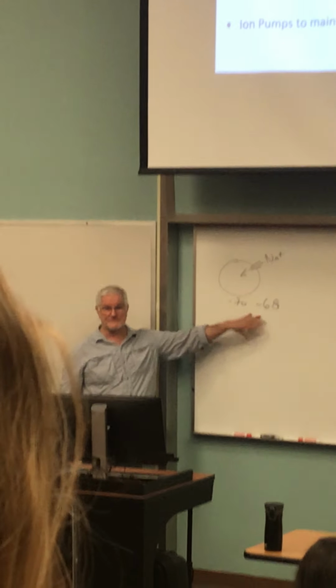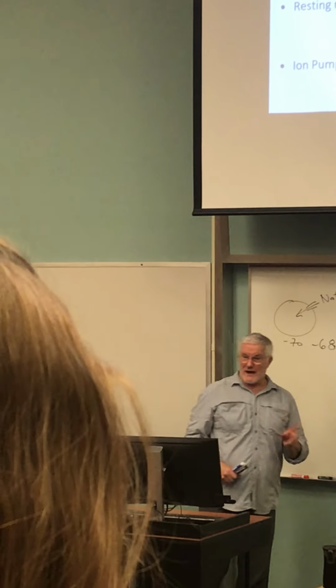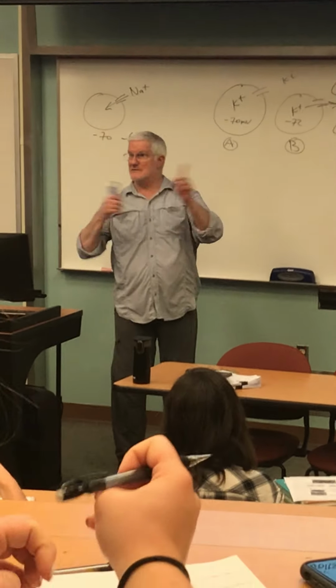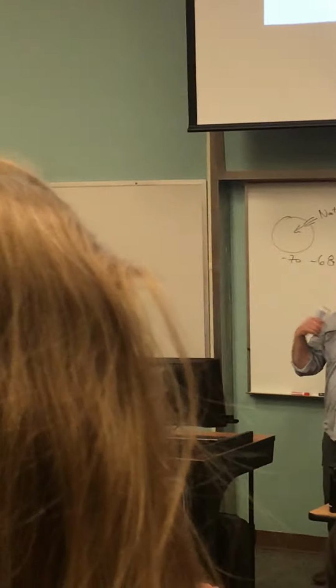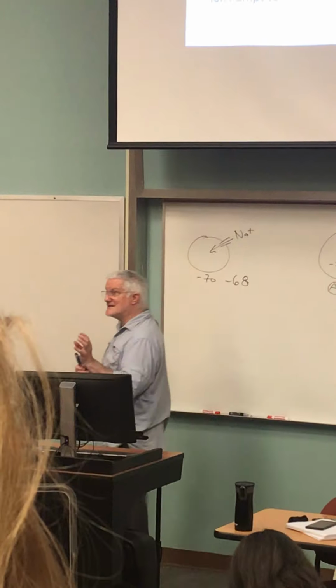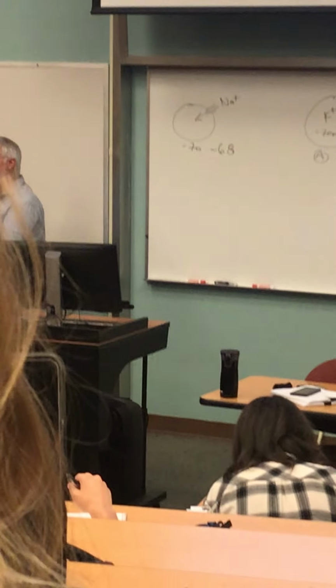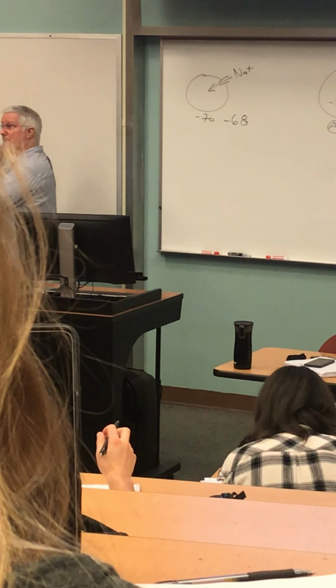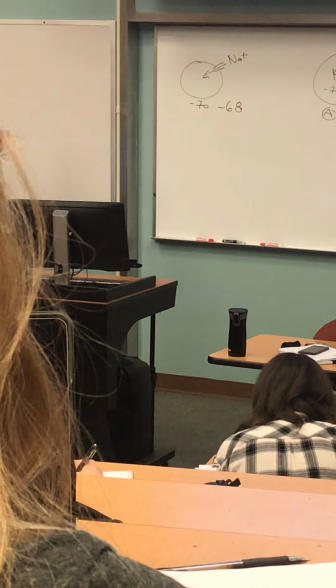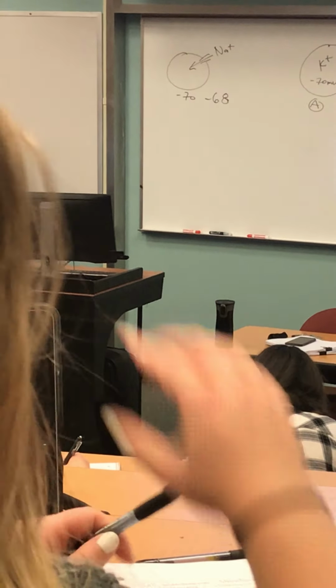So back to this. Sodium coming in makes it become less negative, more positive. So what causes the membrane potential to change? The movement of ions across the membrane. All you need to know is what ion was moving and in what direction. That's all you need to know. That'll tell you how the membrane potential changes.